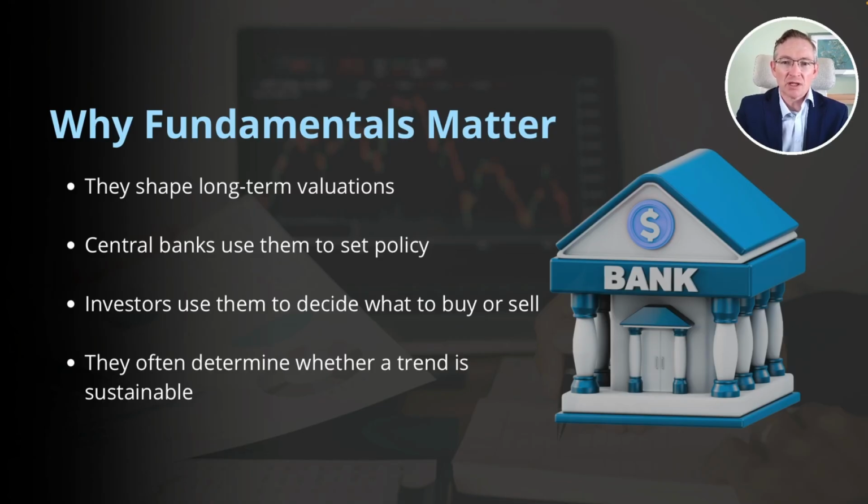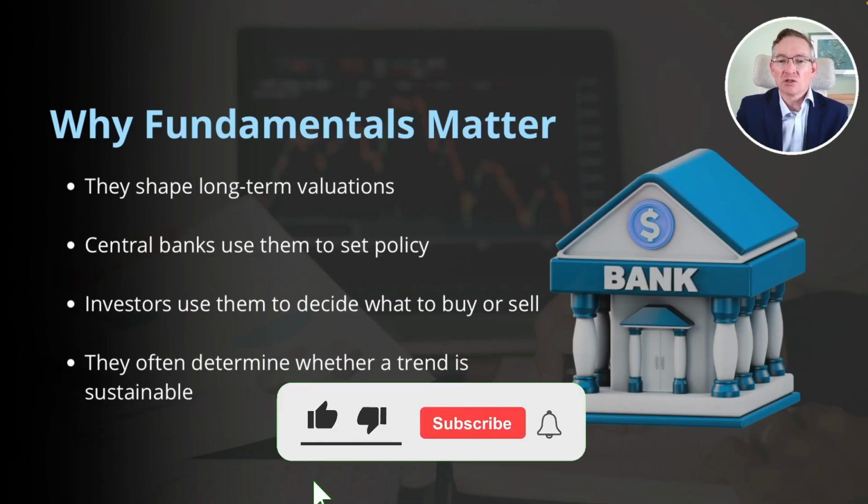Central banks, when they're setting their interest rates, use them to set policy. Is inflation falling or is it rising? Is the jobs market strong or is it weak? Is GDP growing or is it shrinking? And investors use these factors in order to decide whether to buy or sell a currency, a commodity, company stocks or shares.